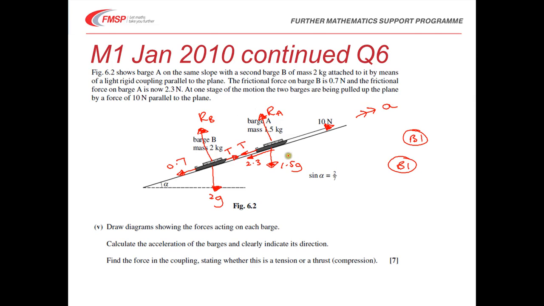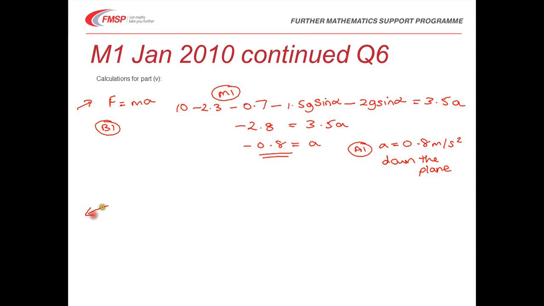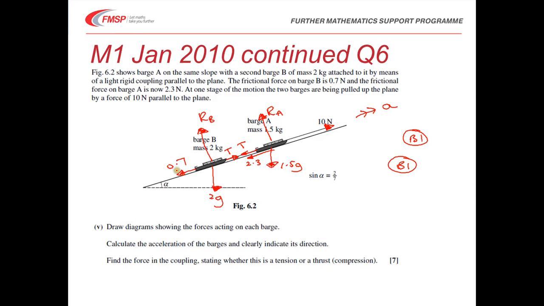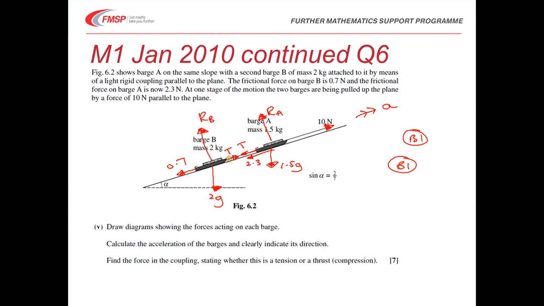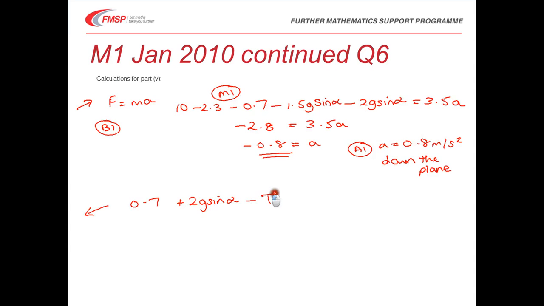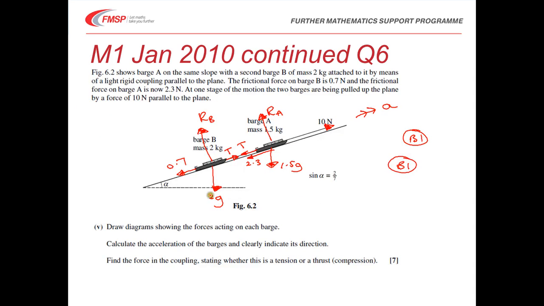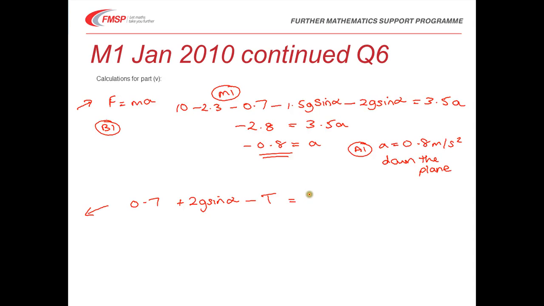So if you imagine that barge A isn't there, and we just have a look at the forces acting on barge B, going down the plane we would have the 0.7 and the 2g sine alpha. And going up the plane, we just have the tension. I'm assuming it's tension for now. That's the resultant force on that barge, and that barge has a mass of 2, so that would equal 2a.